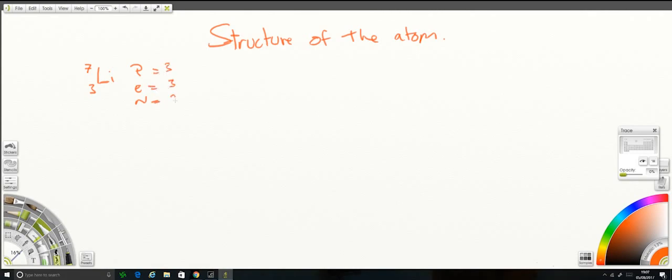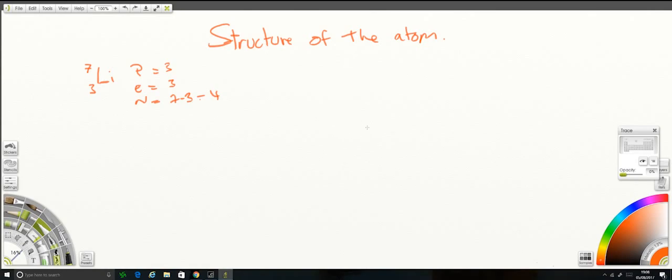3 protons, 3 electrons, and 7 take away 3, which is 4 neutrons. Right, so it's 4 neutrons. So what does this actually mean? What's a proton, what's an electron, what's a neutron, and where are they found in the atom?